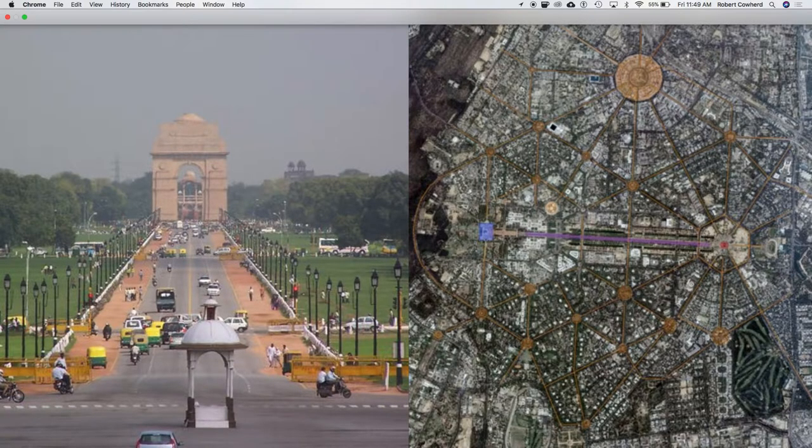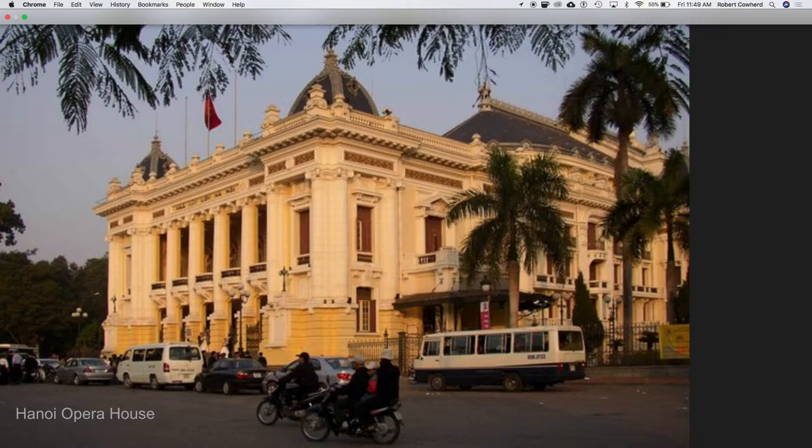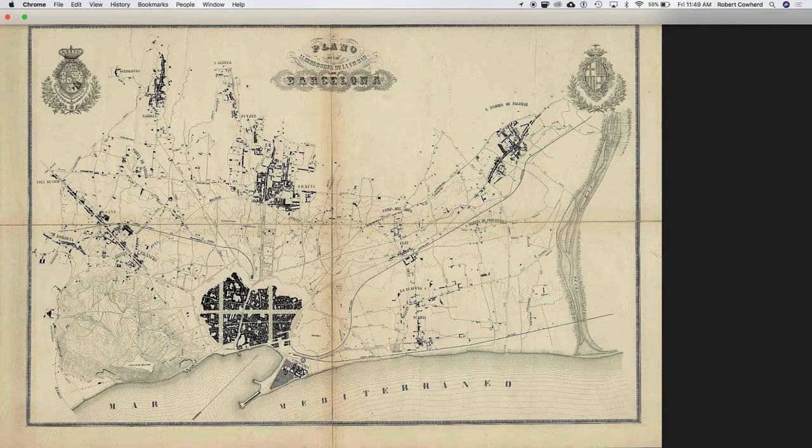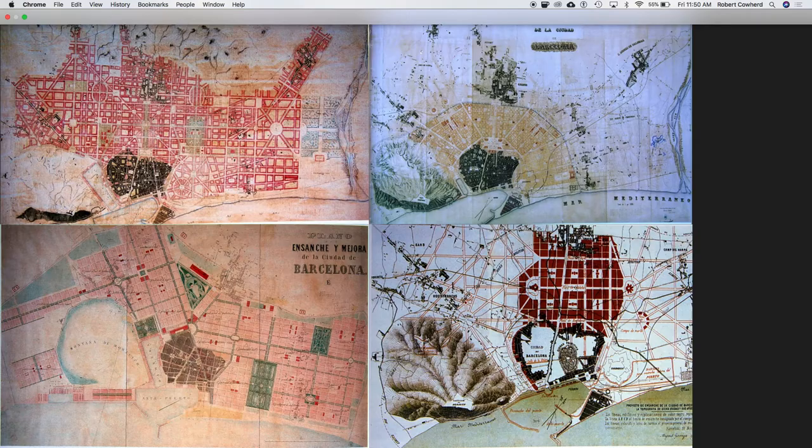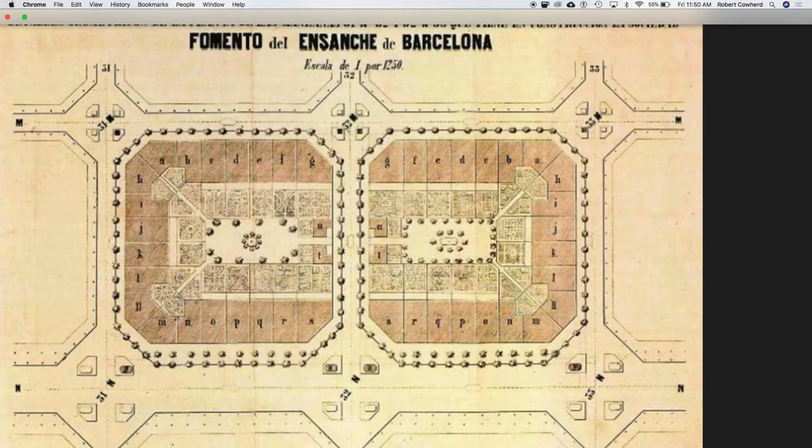And it happens in India, it happens in Hanoi, it happens in Saigon, it happens in Casablanca, Morocco, it happens in Barcelona. This is the one we're going to look at. There's old Barcelona. Here are a few towns around Barcelona. They have a competition, not unlike London, but it's a few hundred years later. And again, you see an example of all the ideas that are being traded around Europe at the time.